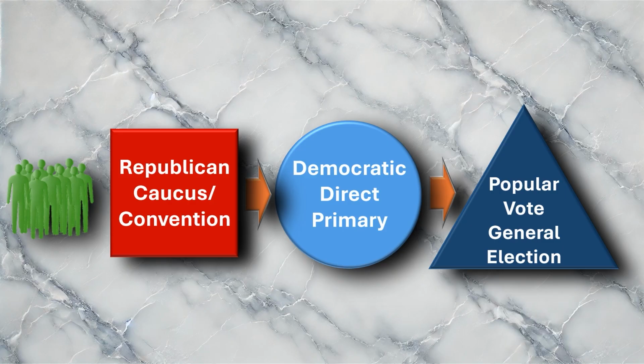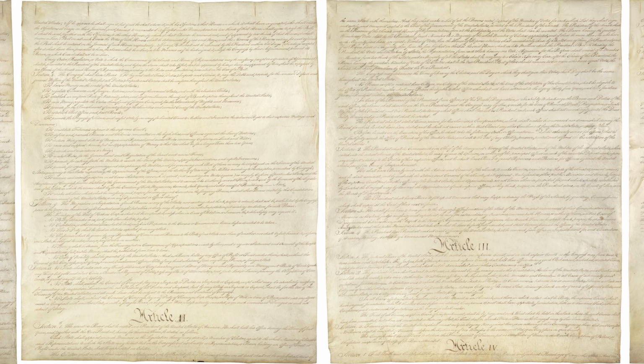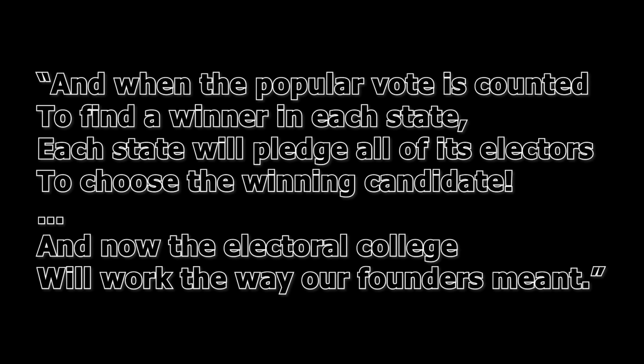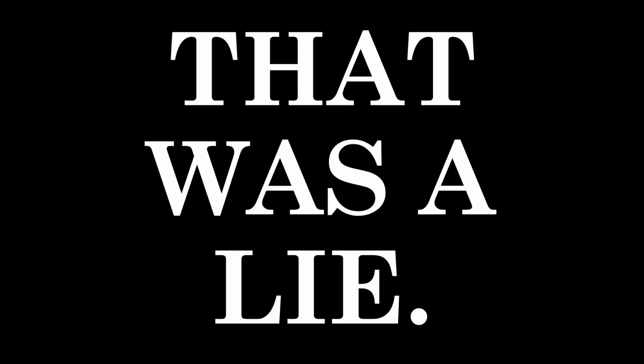None of this reflects what is actually written in the Constitution. There's that line from the Schoolhouse Rock video taught in taxpayer-funded schools, claiming that the pledging of electors after a popular vote is the Electoral College functioning as the Founding Fathers intended. Only, that was a lie. It's not in the Constitution. It's not functioning as the Founding Fathers intended, because we have perverted it.